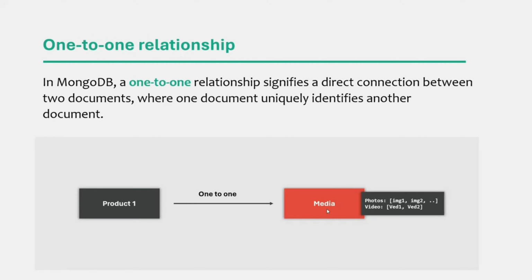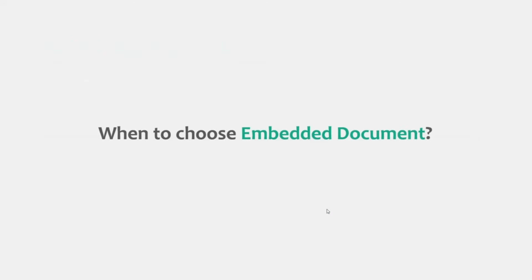Now, when we want to implement one-to-one relationship between two documents in MongoDB, which approach should we use? Whether we should use embedded document approach or we should use referencing approach. Let's understand it with two examples. So let's first understand when we should choose embedded document approach.